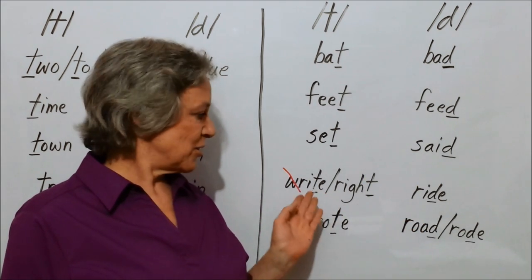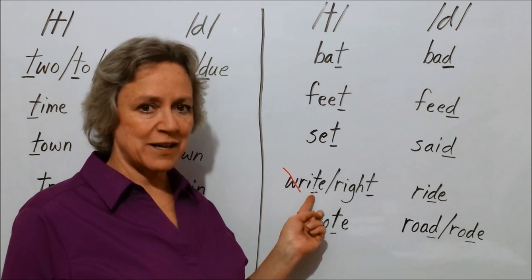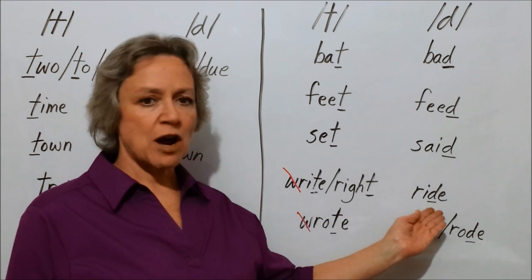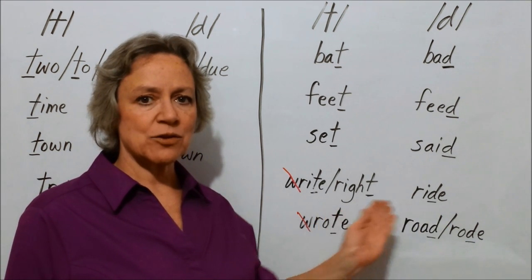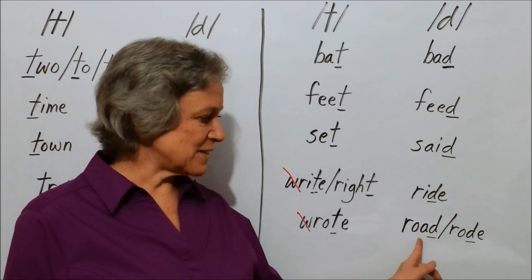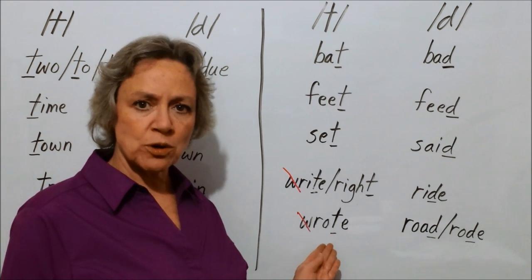Let's do these again. These are exactly the same. Right, right. Okay? Right, ride. Right, ride. Okay? And these two are exactly the same. Road, road. So we have rope, road.